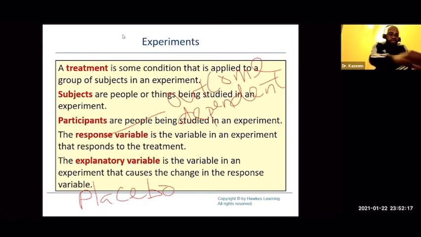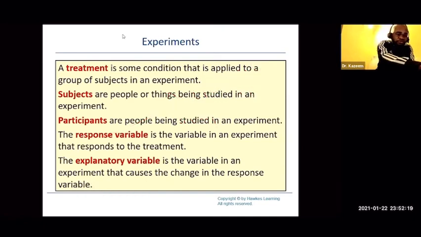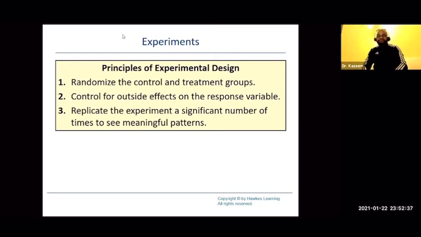Then we have what we call the explanatory variable. The explanatory variable is also called the independent variable. It's also called the predictor variable. It is a variable that we manipulate, and we observe its effects on the outcome. So I just wanted to have that.